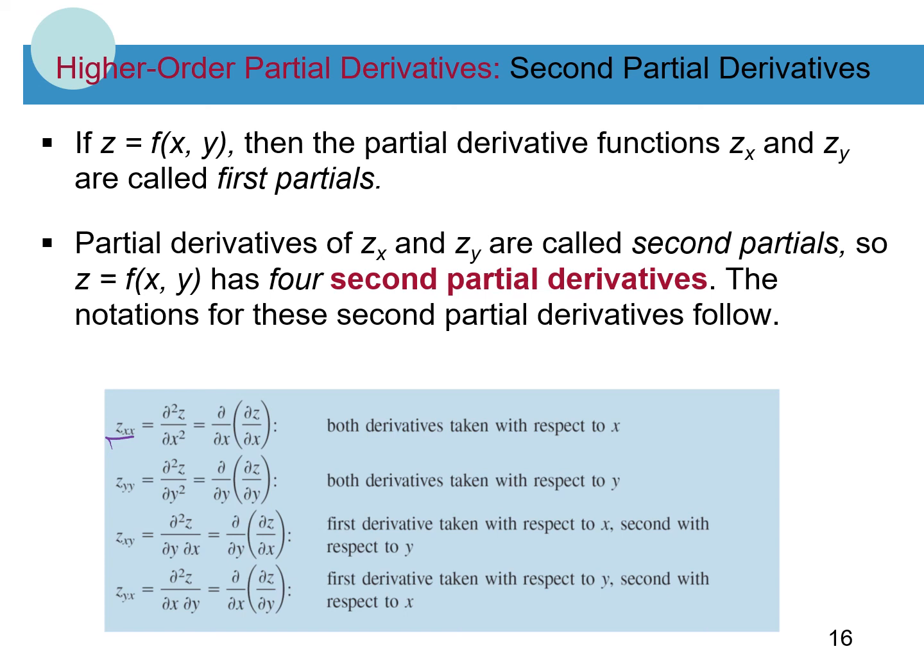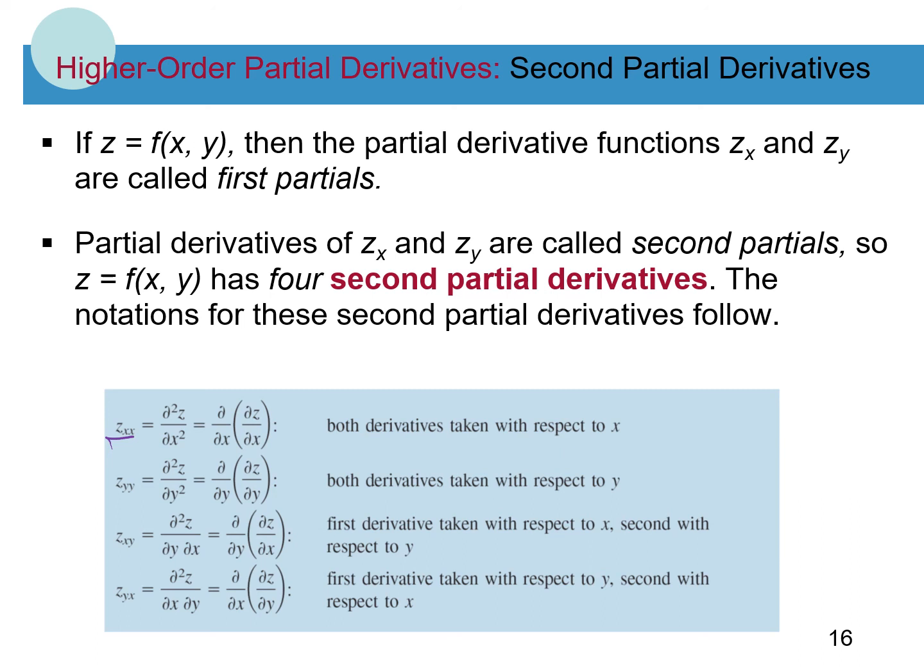Then we have zxy. What does zxy mean? Zxy means that we first do the derivative of z with respect to x. Then after that, we derive again for the second derivative with respect to y. Therefore, this can be represented as d squared z over dy dx, or d over dy times dz over dx. So the first derivative is taken with respect to x, second with respect to y.